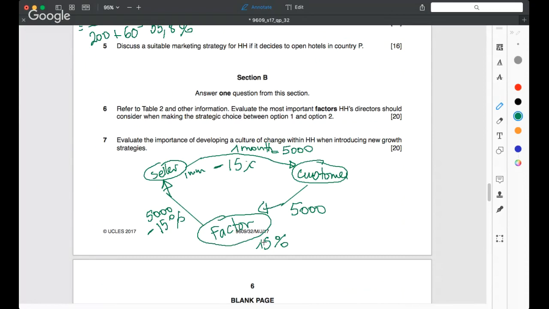Exactly. Or maybe the customer would pay the seller, but the seller would give the money to the factor. It might not be direct like this. It might go through the seller. There are different ways of factoring, debt factoring.